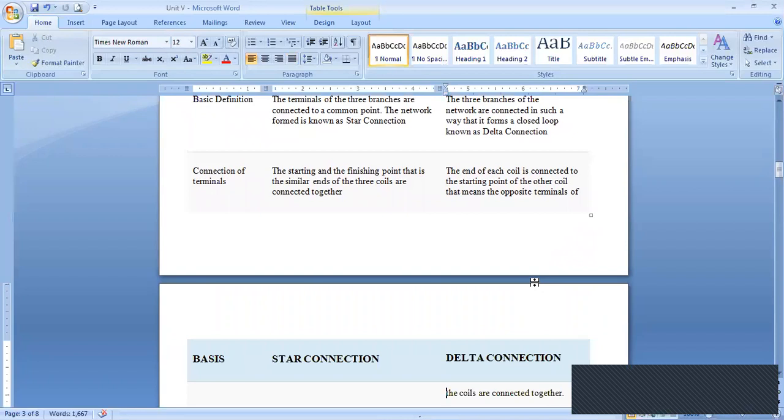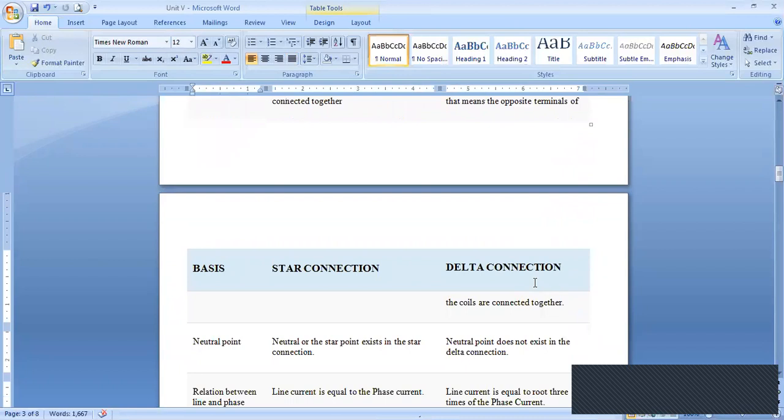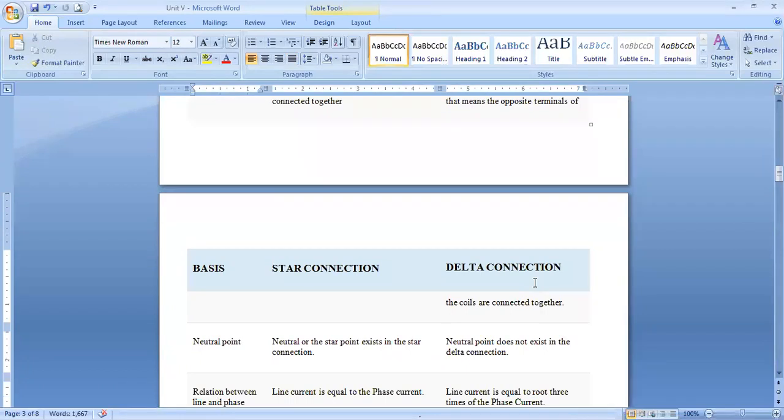Here for the star we are connecting together the same terminals. For the delta we are connecting the opposite terminals. For the star, we are connecting the same terminal. For the delta, we are connecting the opposite terminals.